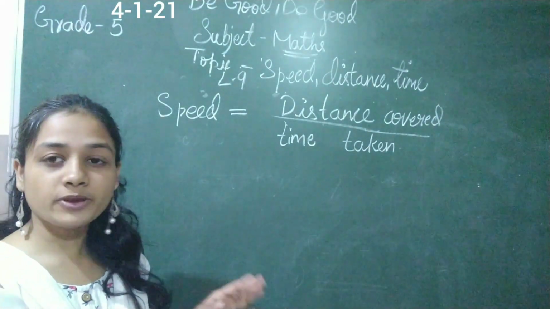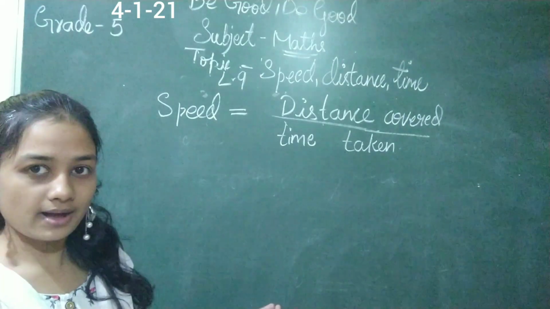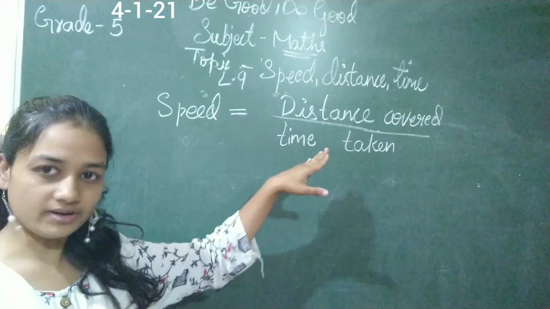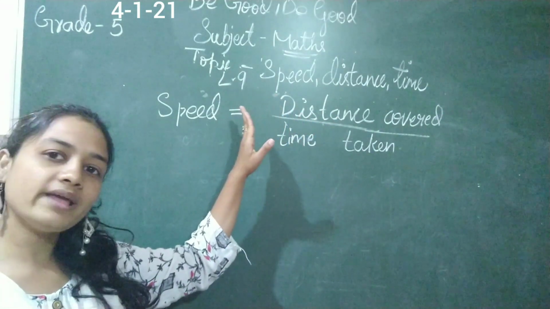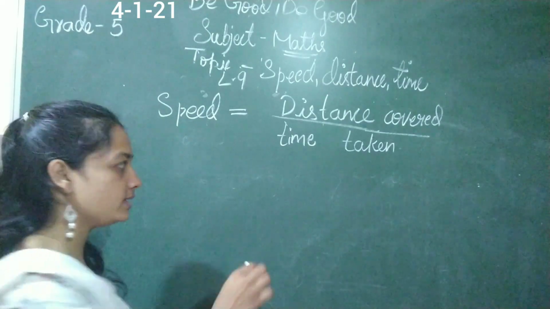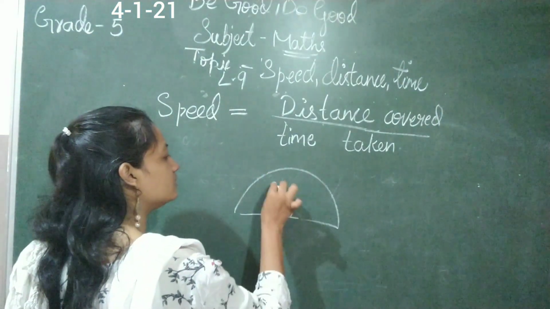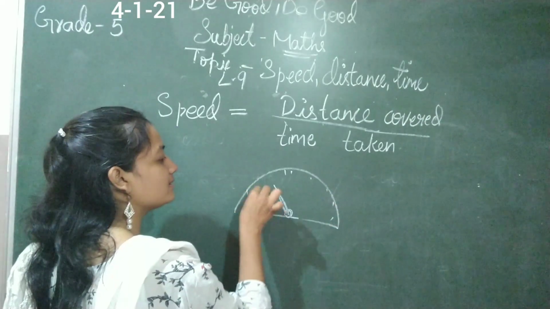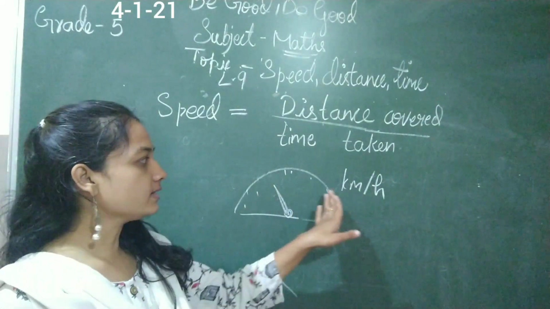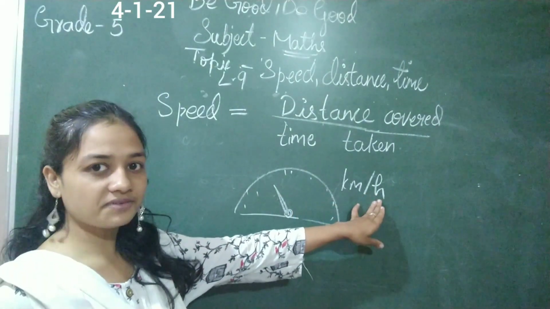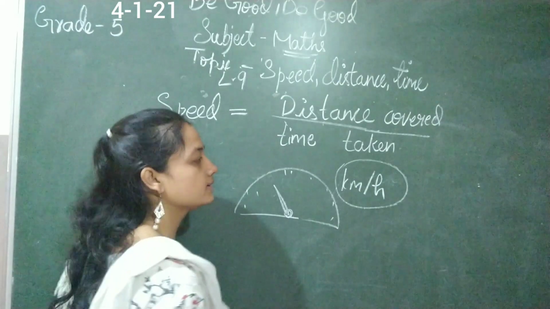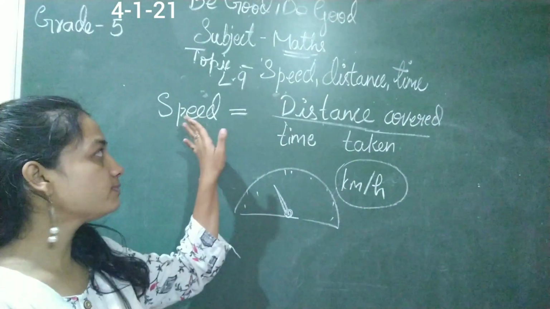If you see your vehicle speedometer, you can see kilometer per hour. That means how many kilometers that vehicle is traveling in 1 hour. That is how we calculate the speed, and they show it in speedometers. In your two-wheelers or in your four-wheelers, you can see a speedometer like this with a needle here, and here they have written numbers and kilometer per hour. That speed will be shown here. Okay, what is this kilometer per hour?